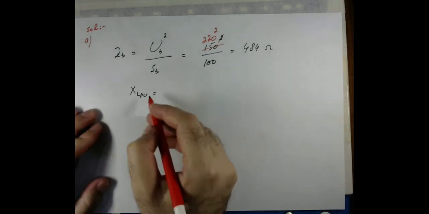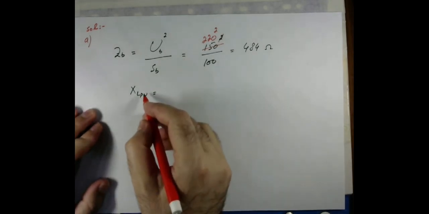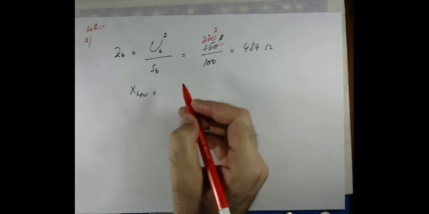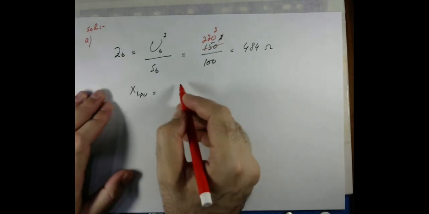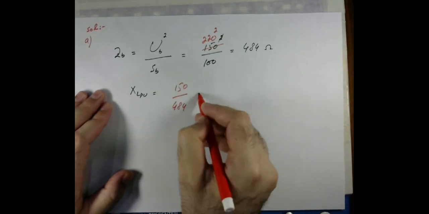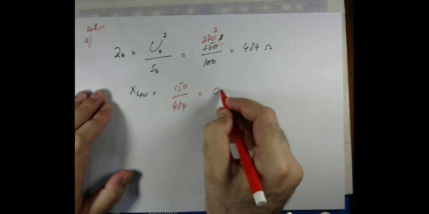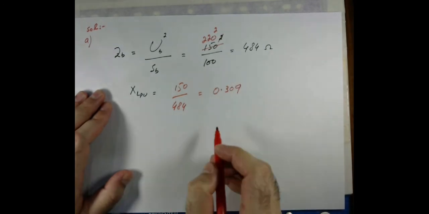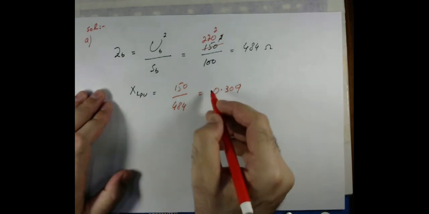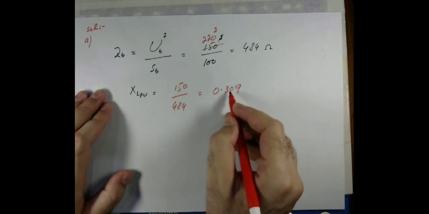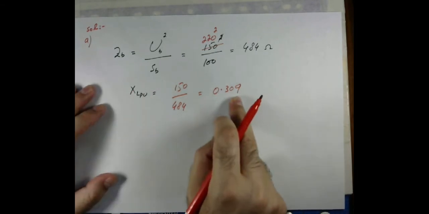So now let me find the per unit inductive reactance, that will be equal to the given value, which is 150 ohm. So 150 divided by 484 will be equal to 0.309, and we know that with the inductive reactance J is involved, so that will be J 0.309. Anyhow, this is the value of the inductive reactance.